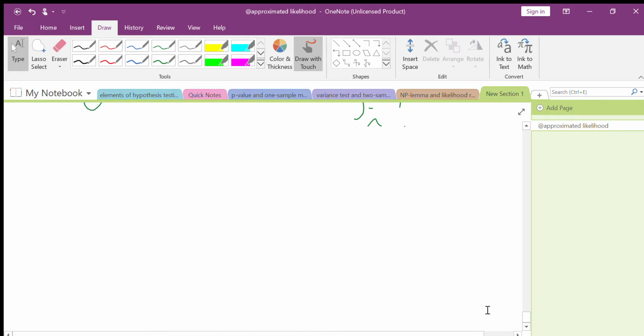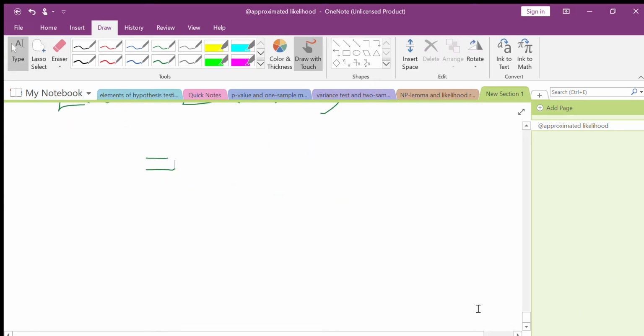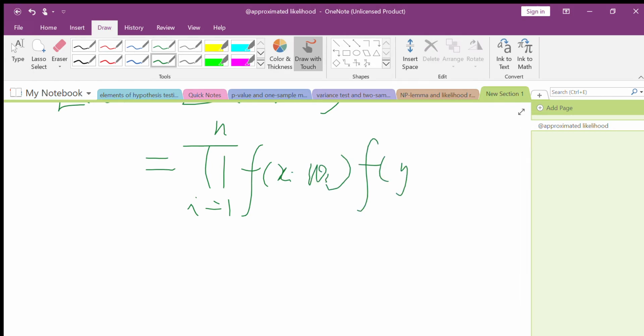So let's write the likelihood function. The likelihood function is just the product. This time the likelihood function has two parameters, theta has two parameters, theta 1 and theta 2. And the likelihood function is just the product of PDFs: i from 1 to n, f of xi given theta 1, f of yi given theta 2.